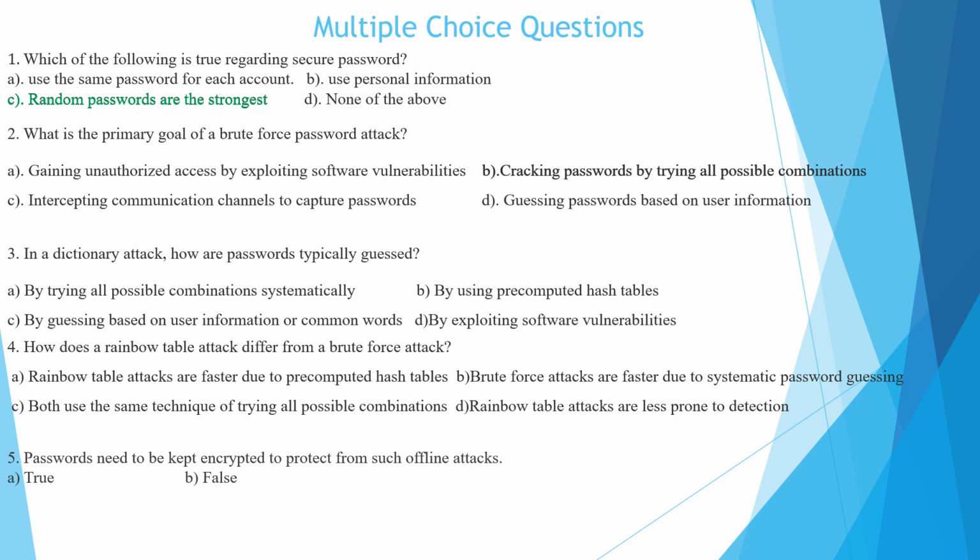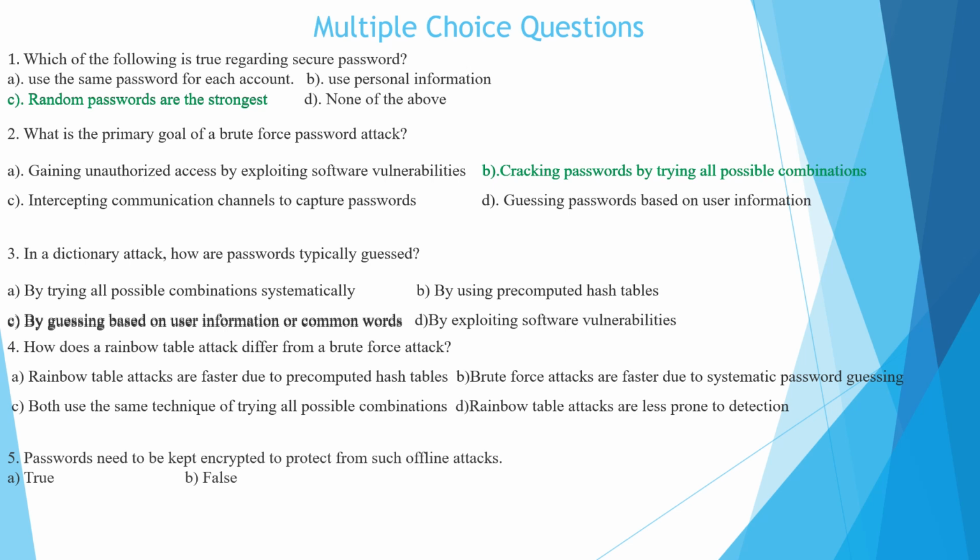Question number 3. In a dictionary attack, how are passwords typically guessed? Options are: by trying all possible combinations systematically, by using a pre-computed hash table, by guessing based on user information or common words, and option D, by exploiting software vulnerabilities. And the correct answer is by guessing based on user information or common words.